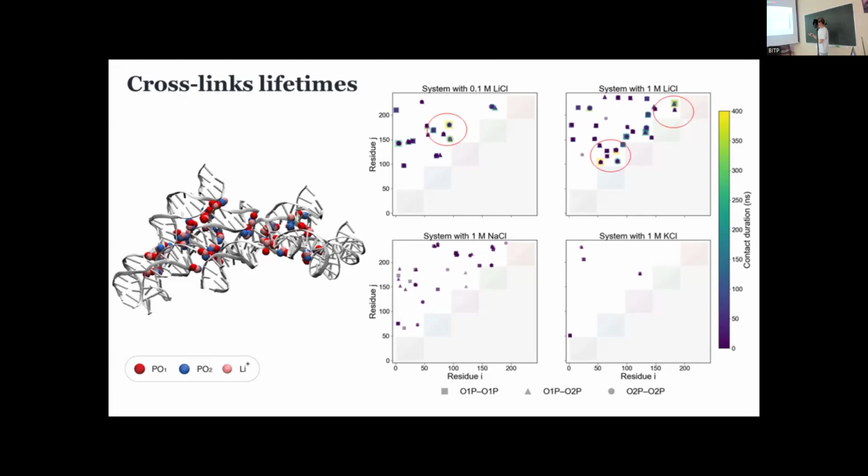What we can see is that in the lithium system, some of the contact lifetimes can reach even hundreds of nanoseconds, while in the sodium and potassium systems, first of all, we see fewer contacts, and those that do occur exist for tens of picoseconds. So the results of molecular dynamics suggest that DNA contacts can occur through ion-mediated phosphate links.